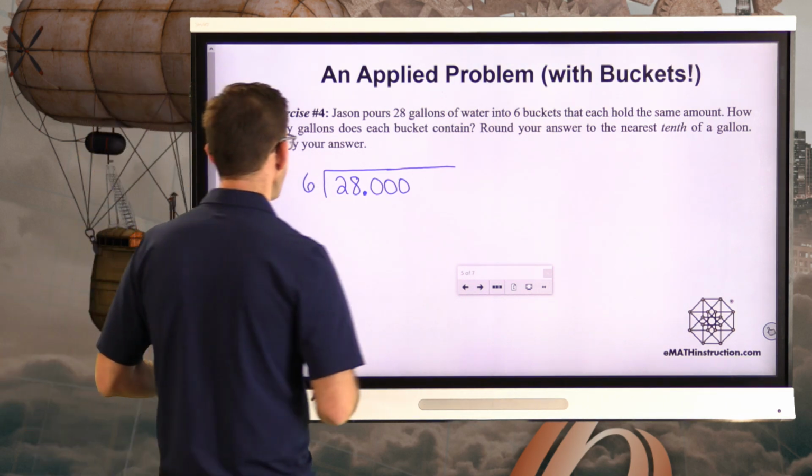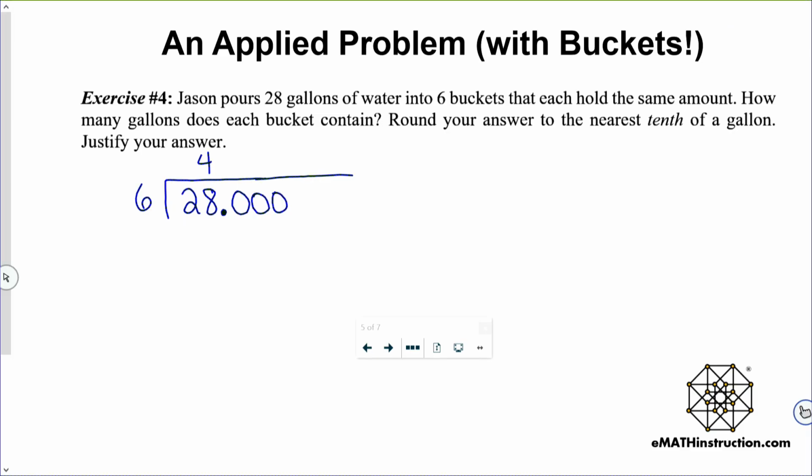Let's go through this. 6 goes into 28. How many times? Well, it's going to go in 4 times, right? And that's going to give us 24. And we're going to subtract 28 minus 24 is 4. Then we're going to drop a 0 down, and we're going to put that decimal point there. 6 goes into 40 6 times. That's going to give me 36. I'm going to subtract. 40 minus 36 is 4.